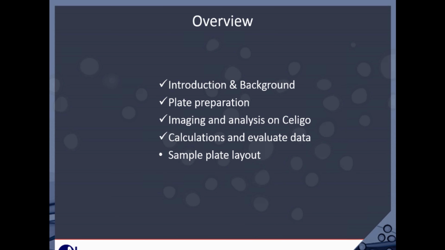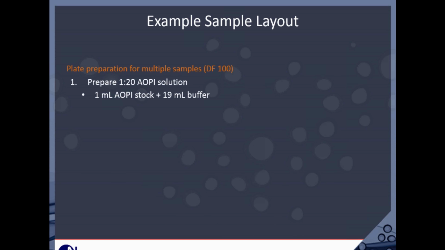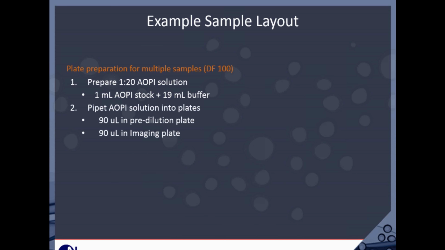So now let's put a plate layout together, showcasing how you can do that with unknown samples. So that's our goal. We're going to make a final dilution factor into the plate for imaging of 100. So we're actually going to use 2 plates in this sample prep setup. First off, we're going to make a 20-fold dilution of the AOPI, and then we're going to prepare 2 plates with the AOPI solution.